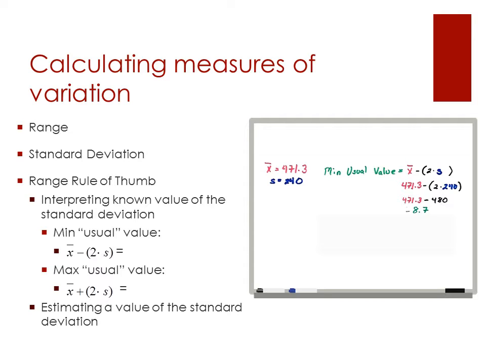Okay, here we can see our corrections. You should have gotten negative 8.7 for your minimum usual value. And now we need to calculate our maximum usual value. Notice it's the exact same formula except we're adding 2 standard deviations, okay? Go through and compute that on your own, and then when you're ready, move to the next slide to check that as well. You should have gotten 951.3 as your maximum usual value.